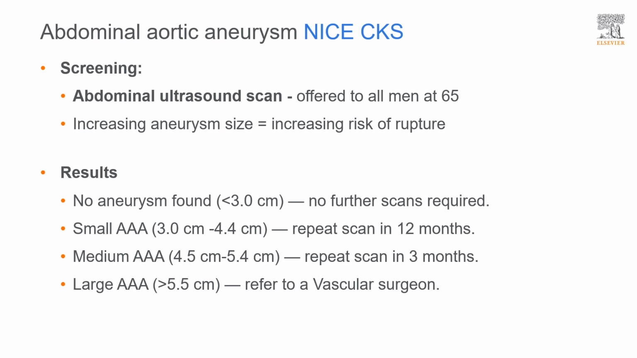For those with a small aneurysm between 3 to 4.4 centimetres, they are offered a repeat scan in 12 months. For those with a medium aneurysm, 4.5 to 5.4 centimetres, they are offered a repeat scan in 3 months. And for those with a large aneurysm, 5.5 centimetres or larger, urgent referral to vascular is required due to the risk of rupture associated with aneurysms of these size. So we can see for our patient, the abdominal aortic diameter was 3.5 centimetres, hence repeat scan in 12 months is the correct answer.